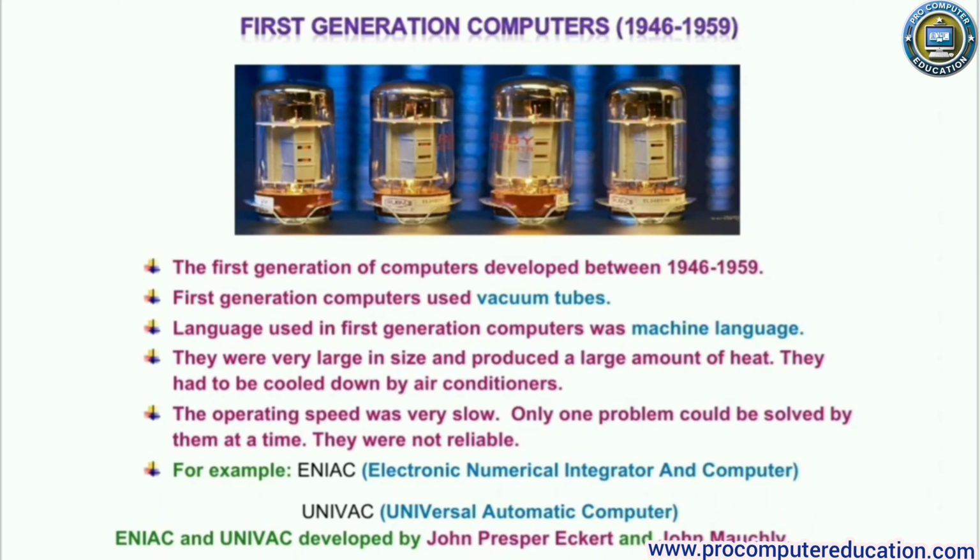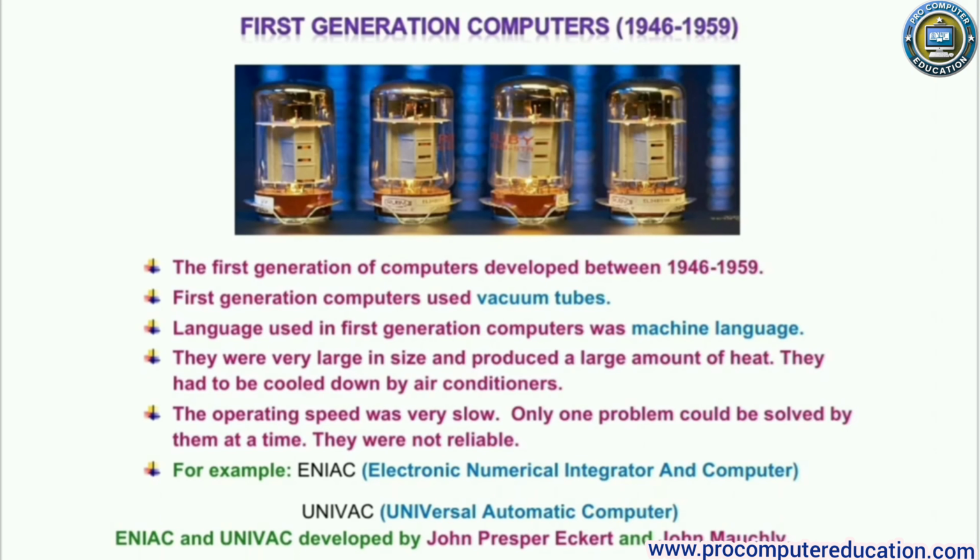They were not reliable. For example, ENIAC. ENIAC stands for Electronic Numerical Integrator and Computer, and second is UNIVAC. UNIVAC stands for Universal Automatic Computer. ENIAC and UNIVAC were developed by John Presper Eckert and John Mauchly.